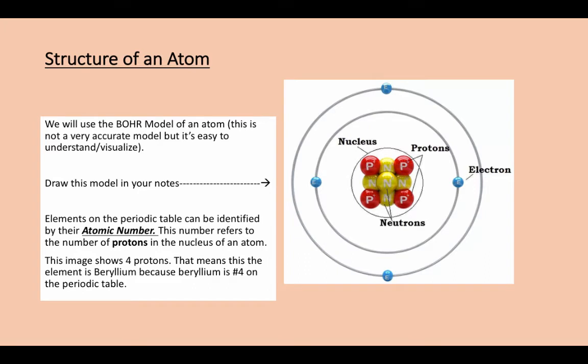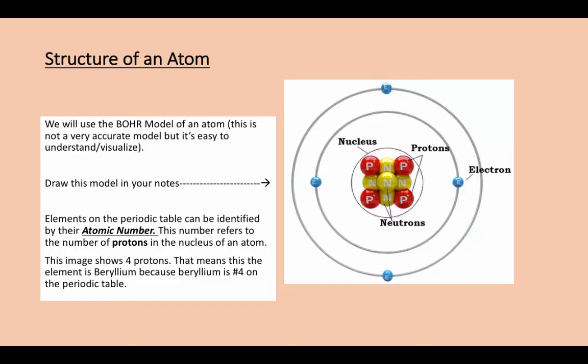The structure of an atom is broken down into a couple of distinct parts. In the very center of the atom you have the nucleus, and within the nucleus you have neutrons and protons, and then outside of the nucleus you have electrons. This model in the picture is called the Bohr model.